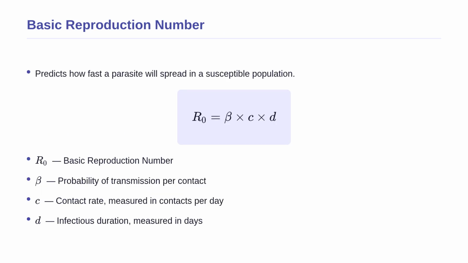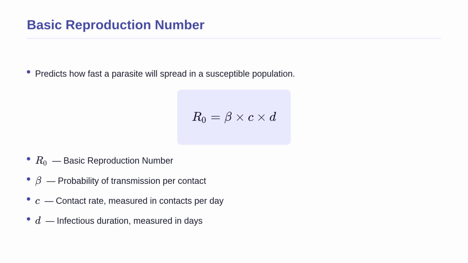Beyond measuring current infections, epidemiologists also need to predict future outbreaks. They do this using the basic reproduction number, denoted as R0. Conceptually, this represents the average number of new host infections generated by a single infected host in a completely susceptible population. The formula is R0 equals beta times C times D.